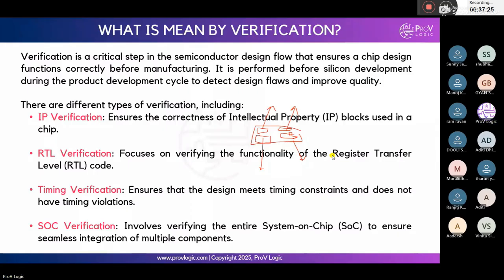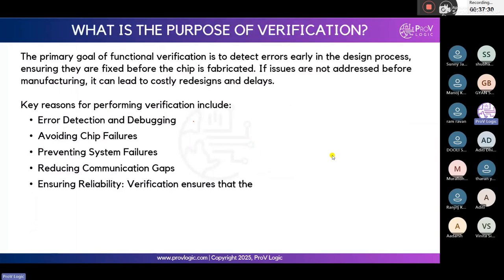Okay, clear everyone till here? Any doubts? Yes, ma'am. I want to ask one thing. There is something like GPU and CPU verification. So may I know what is the difference in both?